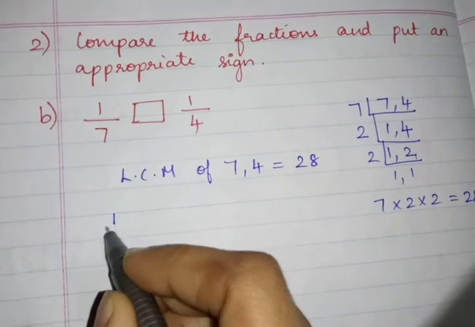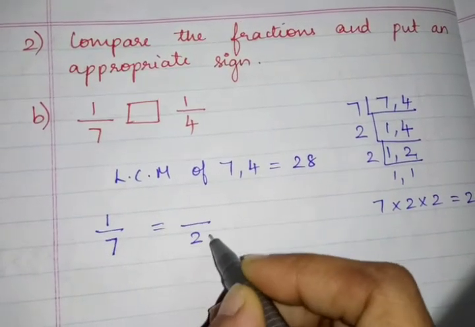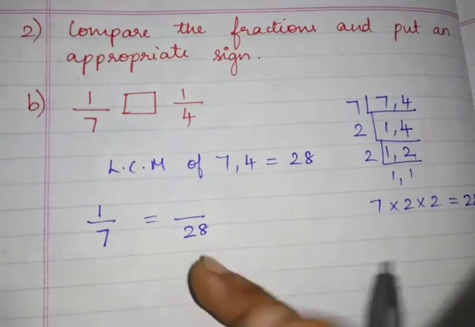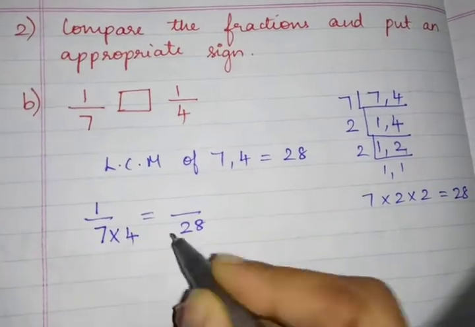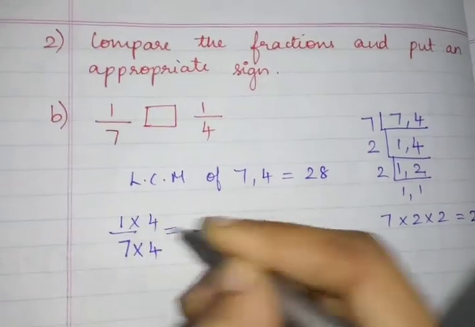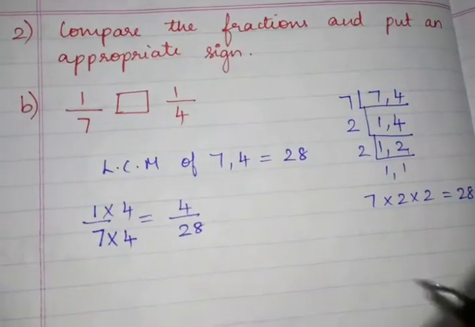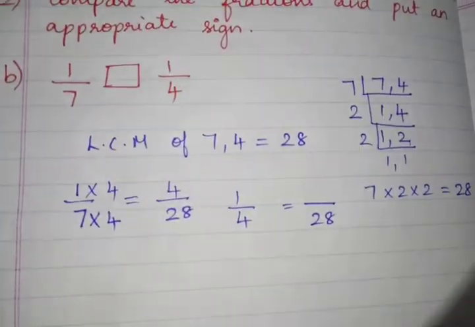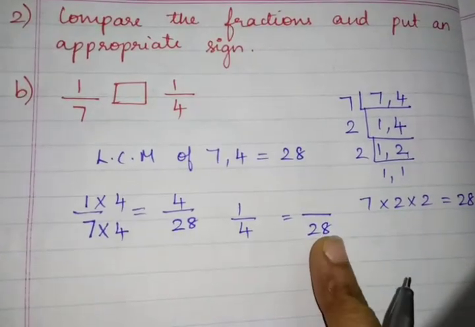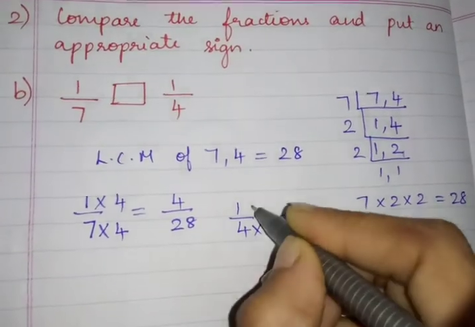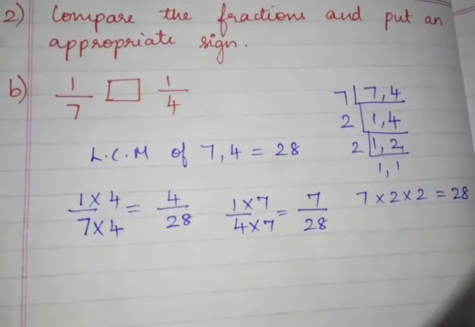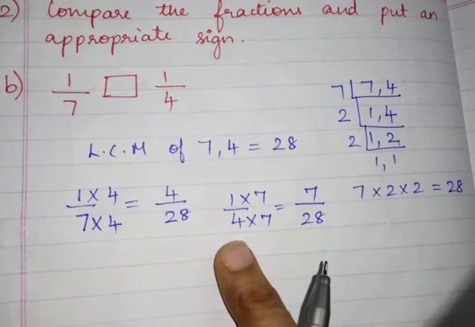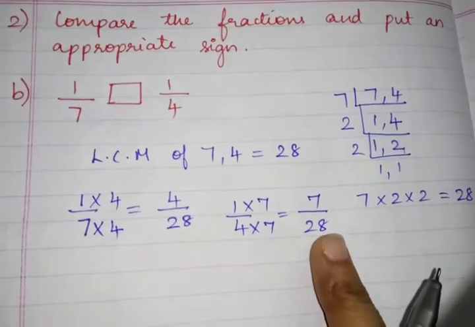So first, 1 by 7, I have to make it denominator 28. 7 I should convert into 28, means what should I do? 7 fours are 28. So 1 fours are 4. Next, 1 by 4, I have to convert it into 28. So 4 should be converted to 28. What will I do? 4 sevens are 28. So 1 sevens are 7. So instead of 1 by 7 I have converted 4 by 28. Instead of 1 by 4 I have converted 7 by 28.